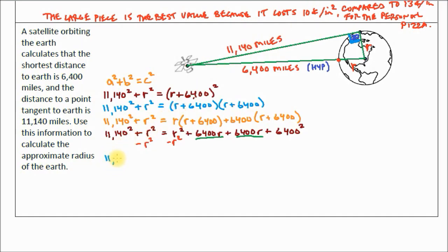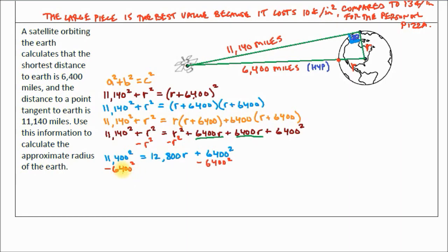Now I've got 11,140 squared. Oh, my r squared disappears. My other r squared disappears. Let's combine these two together. 6,400 plus 6,400 is 12,800r. And then I've got this 6,400 squared. We're getting close now. Okay, now I think you guys can see we are going to subtract 6,400 squared from both sides because these are like terms. They're both just constants with no variable.